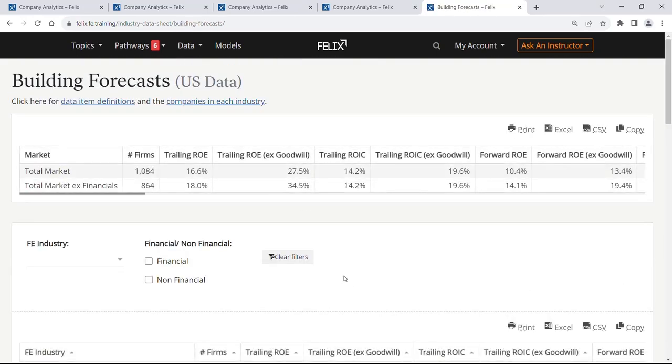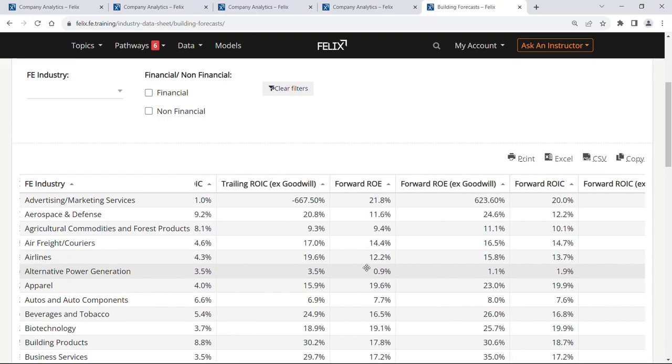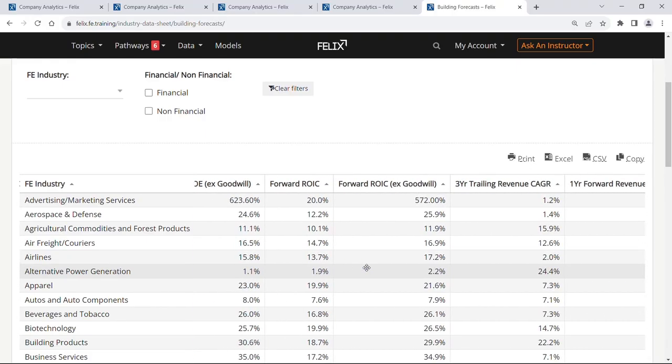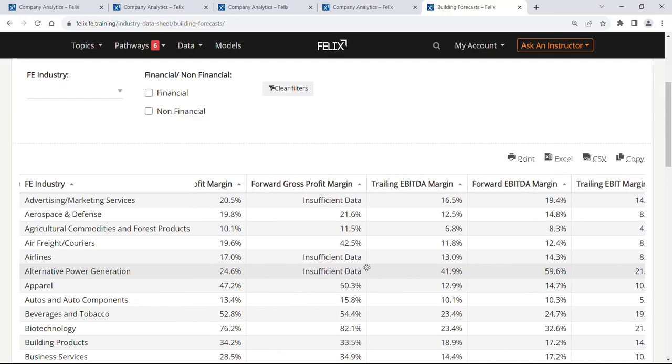We also have building forecasts, and this covers returns. It also covers growth rates and margins. So if you're modeling a company within an industry, you can benchmark your assumptions against the industry norms.